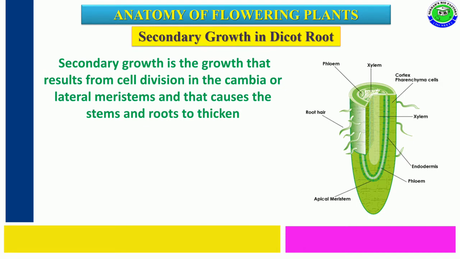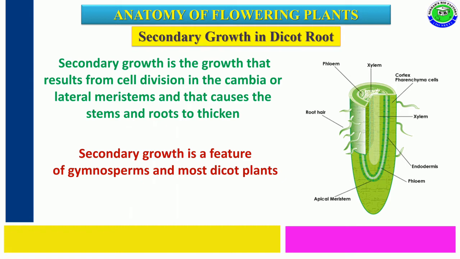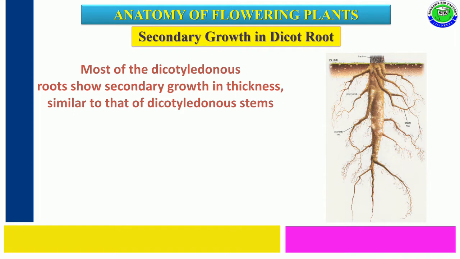Secondary growth in dicotyledon root results from cell division in the cambia or lateral meristem, and it causes the stem or root to become thick. Secondary growth is an important characteristic feature in both gymnosperms and dicotyledon plants. In most dicotyledon plants, the root system shows secondary growth to increase its thickness, and this is completely similar to the secondary growth that takes place in dicot stem.